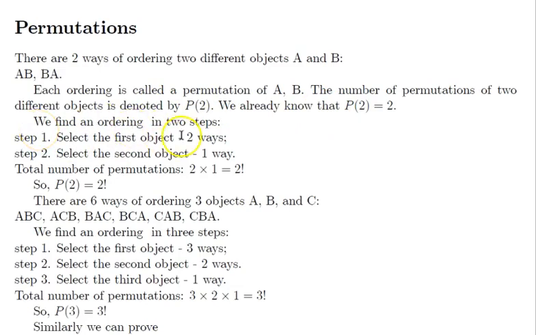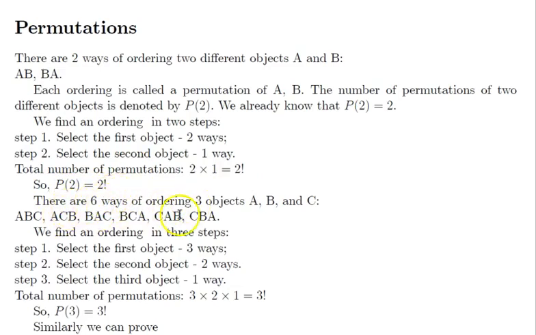We find the ordering of such kind in 2 steps. Step 1, select the first object. Step 2, select the second object. There are 2 ways to do step 1, and after doing step 1, there is only one element left, so for step 2, we have only one possible outcome. The multiplication principle gives the answer. P of 2 is 2 factorial.